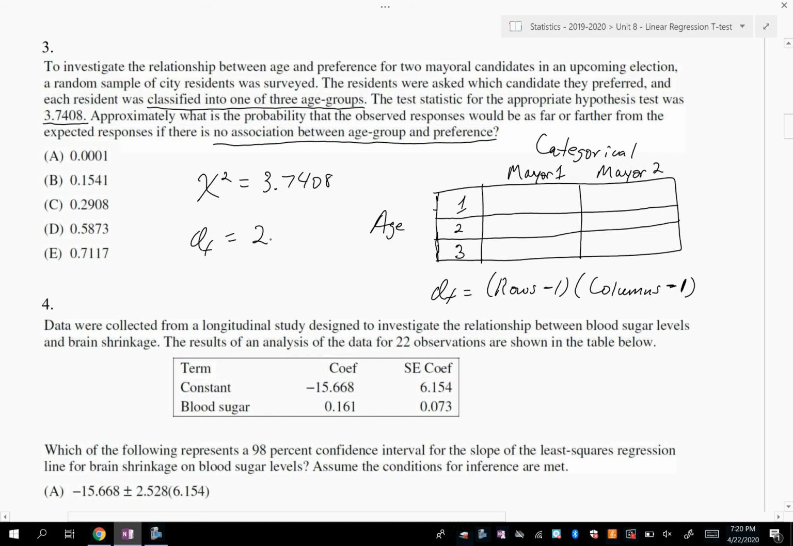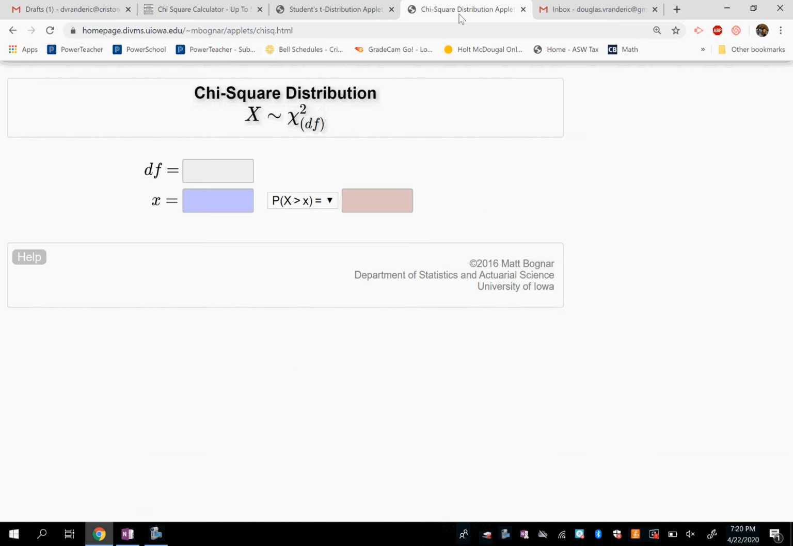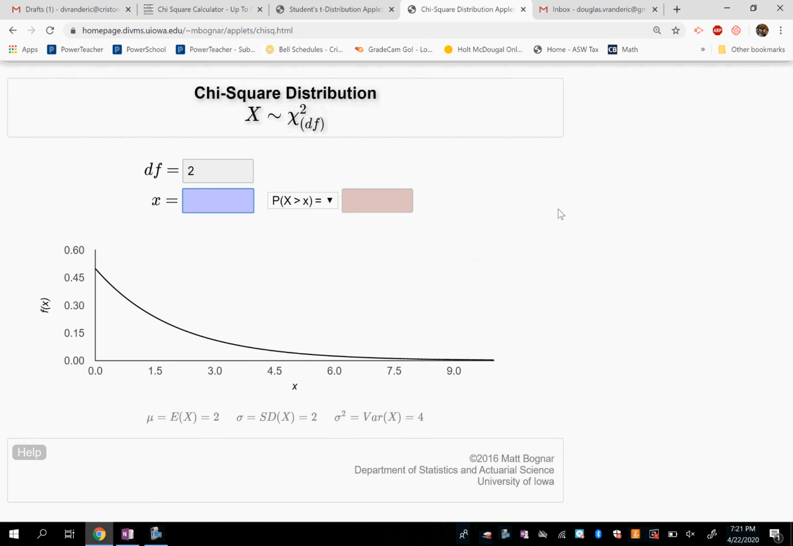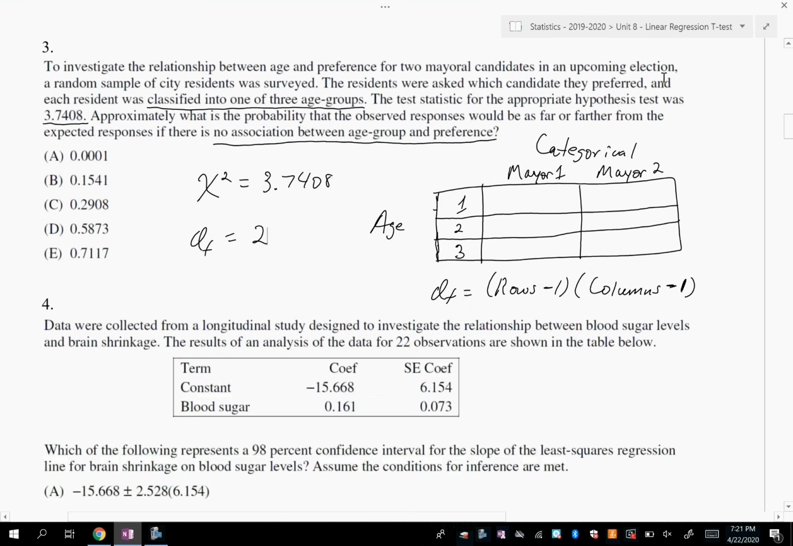So I'm going to go to the link now with this information: chi-squared is 3.7408 and degrees of freedom is 2. So I'm going to use my chi-squared distribution this time. Degrees of freedom 2, and my test statistic was 3.7408, I believe. Click the pink box to get our p-value of 0.1541. So I'm looking for the answer of 0.1541 for the p-value. So let's see what we got. 0.1541 looks like letter B.